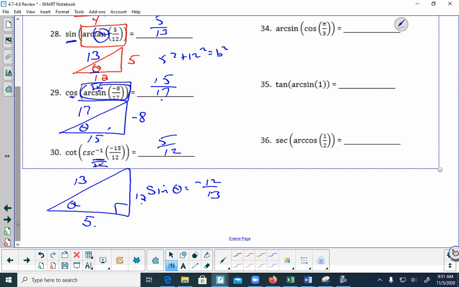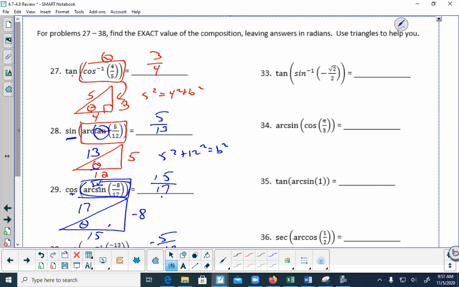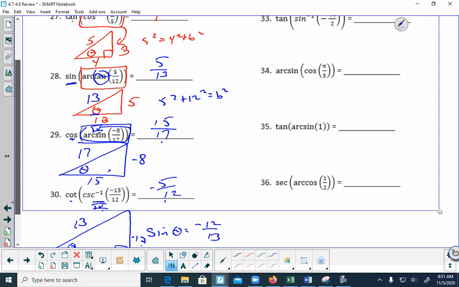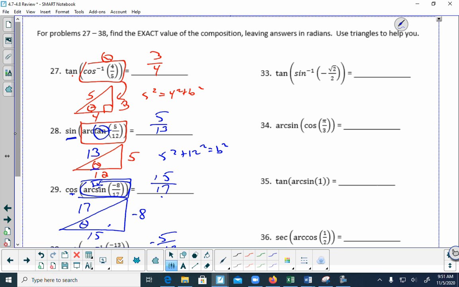Using the same logic, this 12 was a negative, right? Because the hypotenuse can never be negative. I can think of it that way, or I can think of, again, this is coming from the fourth quadrant. The cotangent is negative in the fourth quadrant, which makes this answer negative. You got to kind of use that logic. Oh, I'm going to have to skip up to 33. I know I'm skipping 31, 32, but I promise I will do those.